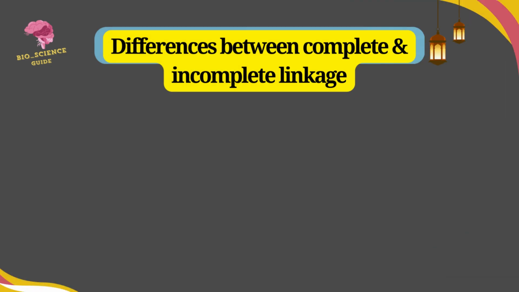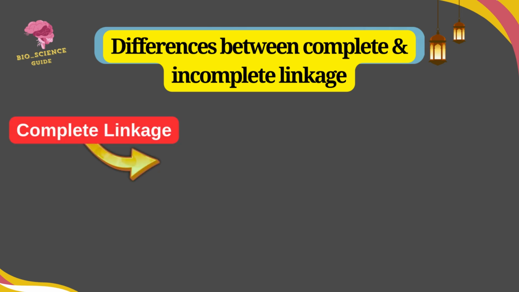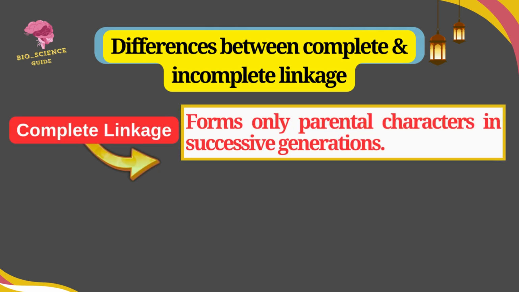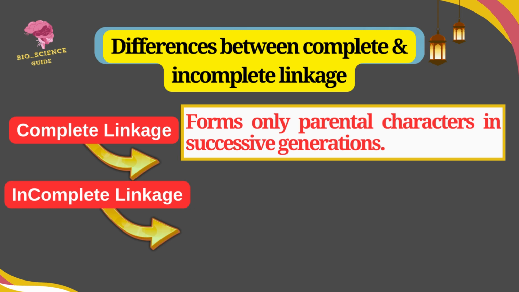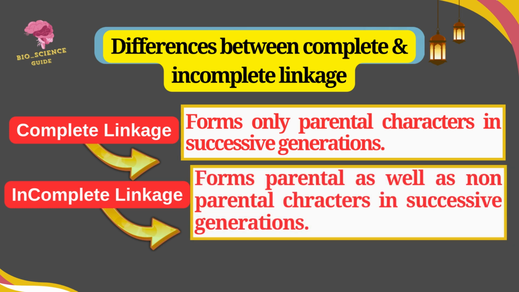Differences between complete linkage and incomplete linkage. In complete linkage, there is formation of only parental characters in successive generations. In incomplete linkage, it forms parental as well as non-parental characters in successive generations.